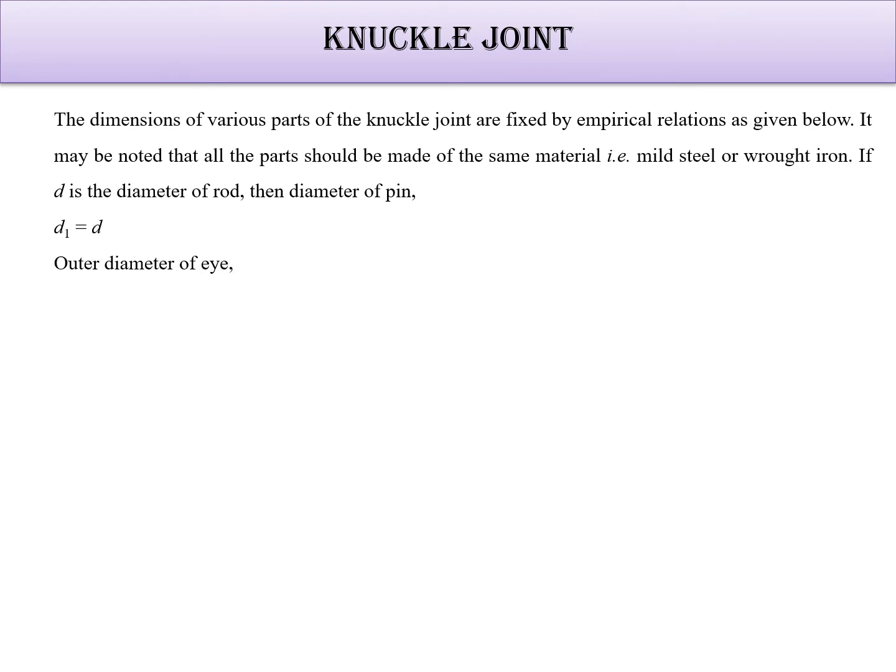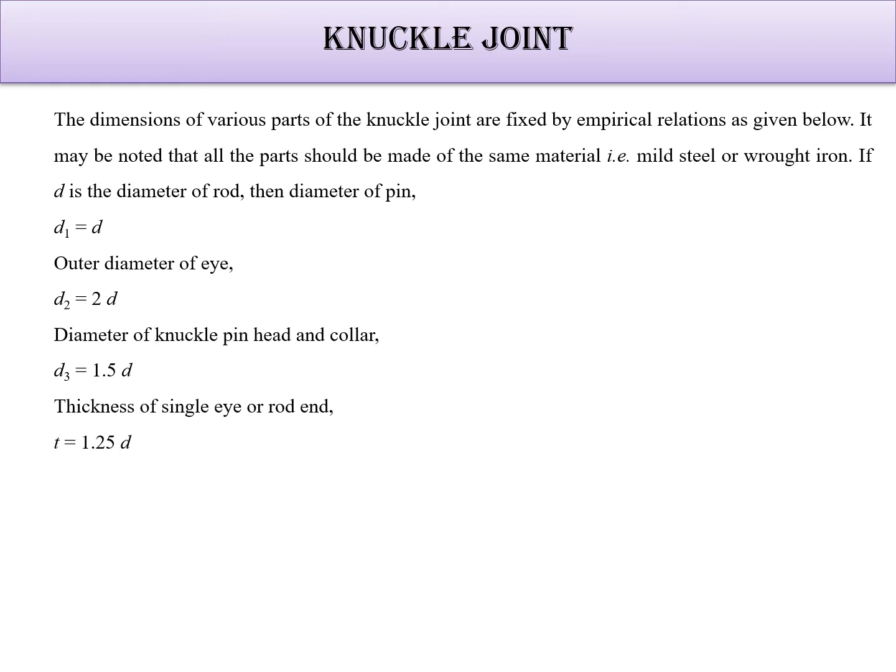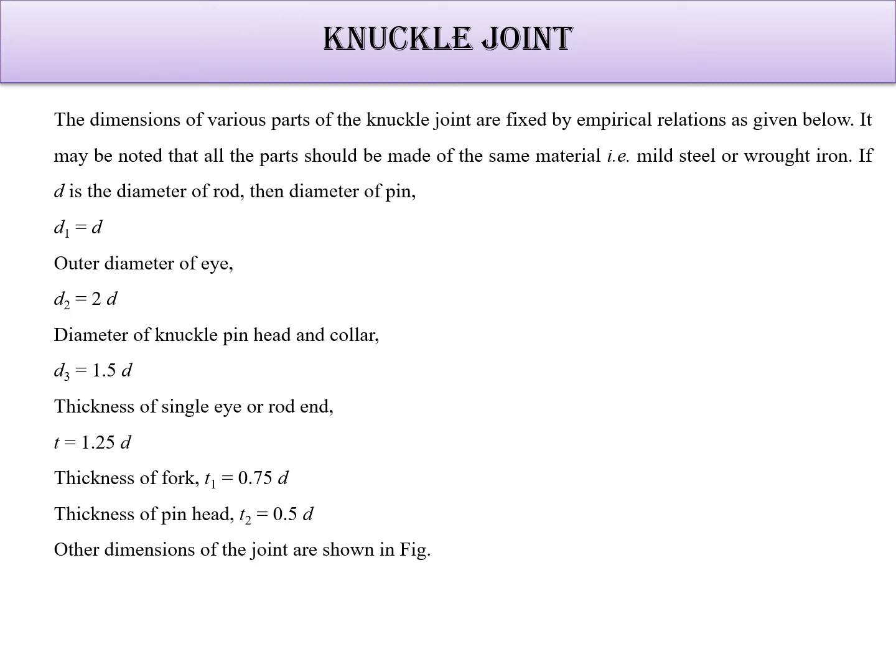Let's see the nomenclature for the knuckle joint. d1 is equal to d, that is, the diameter of the rod is equal to d1, the diameter of the pin. In the previous figure you have seen that everything acts on the pin, so the pin plays a very important role here. The outer diameter of an eye, d2, is equal to 2 times d. The diameter of the knuckle pin head, d3, is 1.5 times d. The thickness of a single eye or rod end, t, is equal to 1.25 times the diameter of the rod. The thickness of the fork, t1, is equal to 0.75 d, t2 is 0.5 times d, and the other dimensions are shown in the figure.